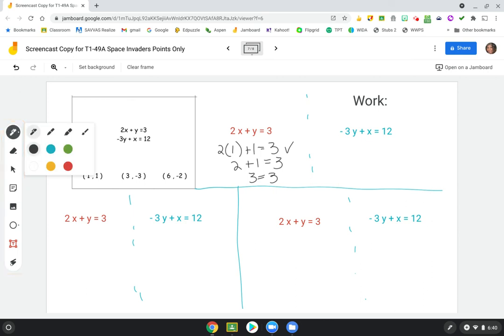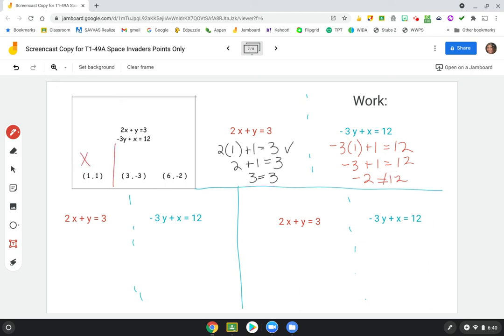And the second line, I have negative 3 times 1 plus 1. Well, that doesn't even look like that's going to be close. I have negative 3 plus 1. And I know that negative 2 is not equal to positive 12. So this will not be the solution to the system.